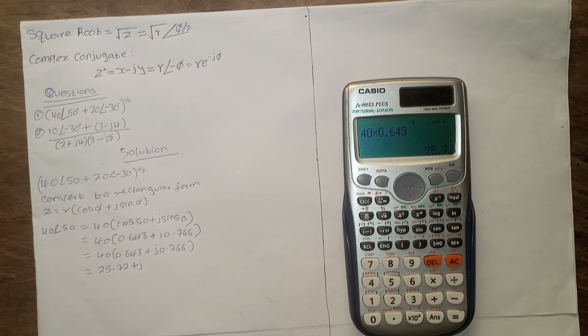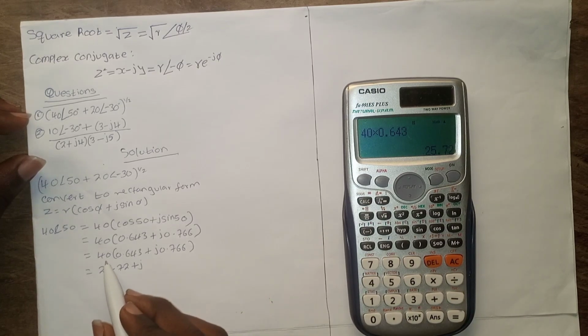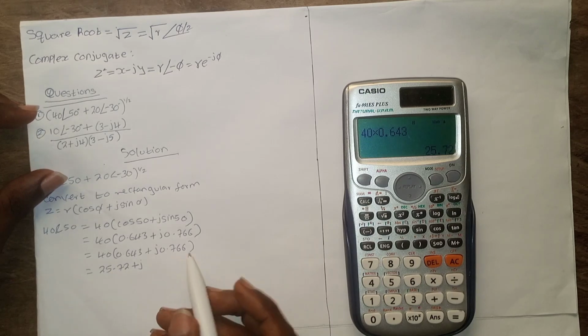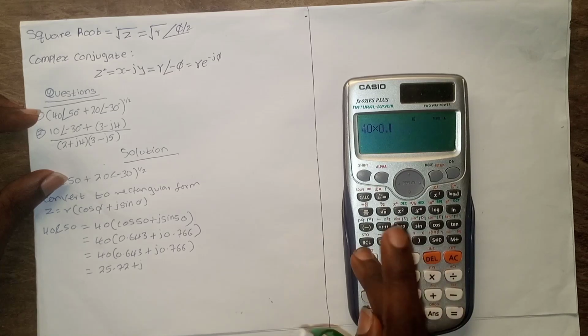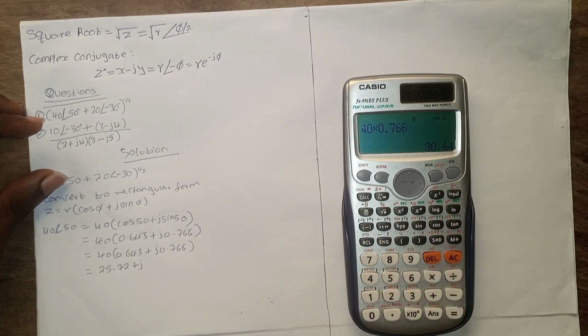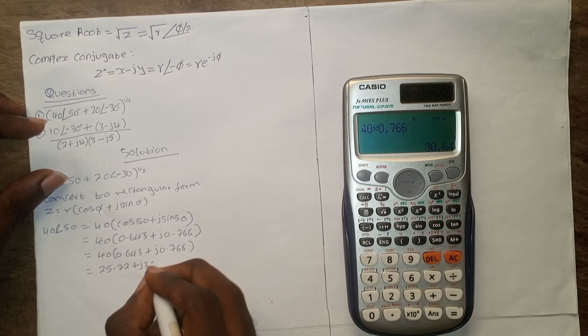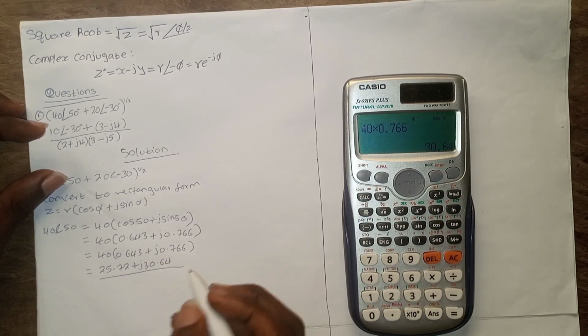So the next one we are going to be doing is this 40 multiplied by 0.766. That is 40 times 0.766. That is going to give us 30.64. So this is the first one.